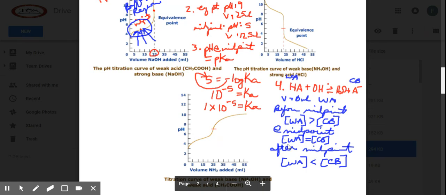Now, your next component is at the equivalence point. What is happening at your equivalence point? Remember how I said that all of this HA has been neutralized? So basically, your reaction is gone for all of this to be gone. And guess what I have here now? I have just my conjugate base present. So at the equivalence point, I have conjugate base only. I no longer have any weak acid.